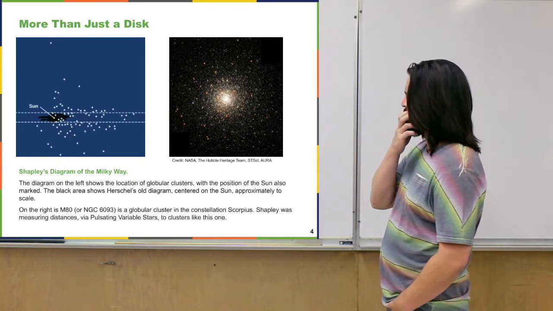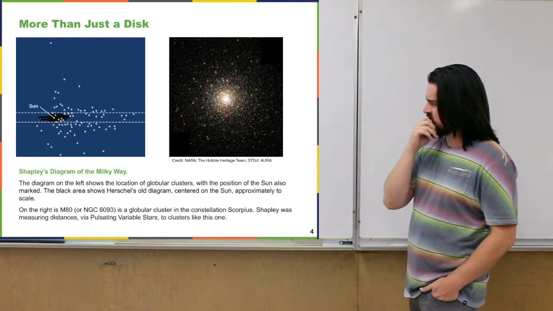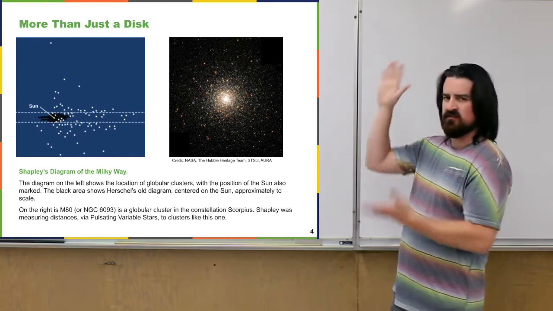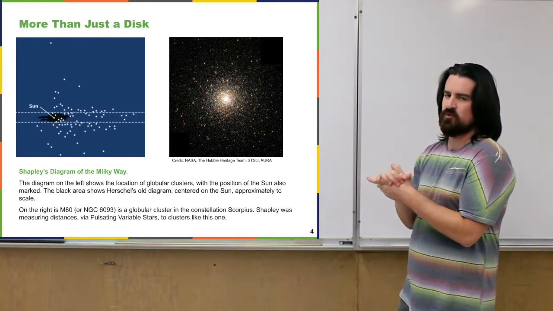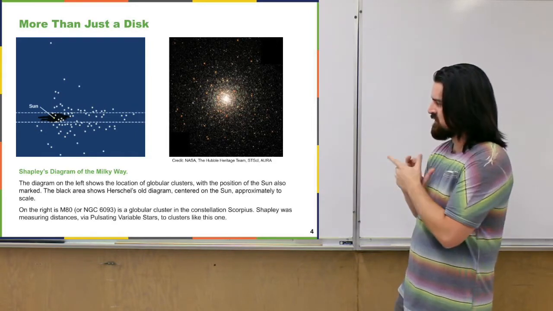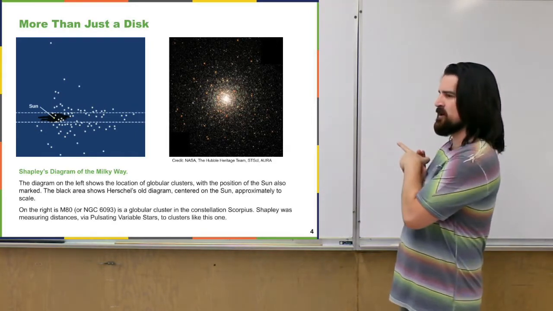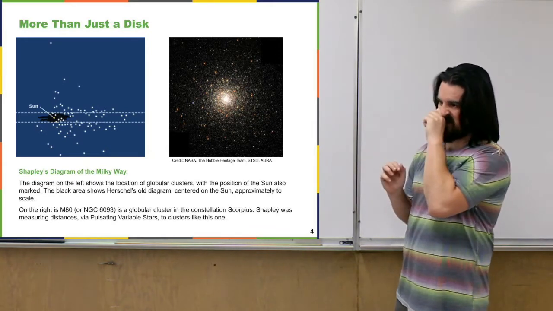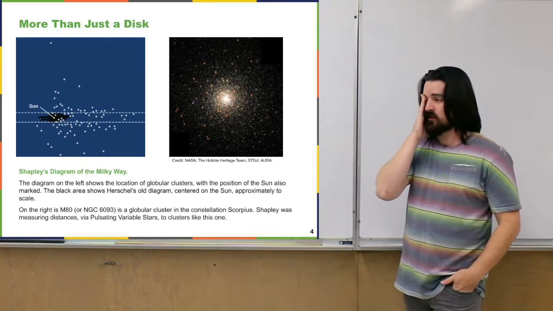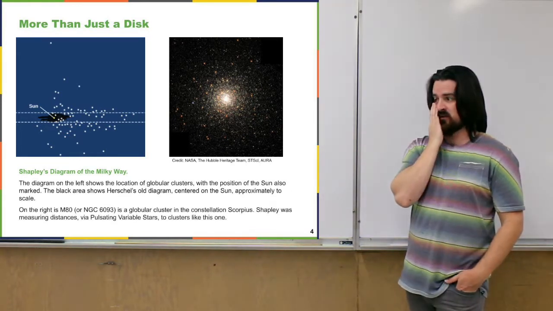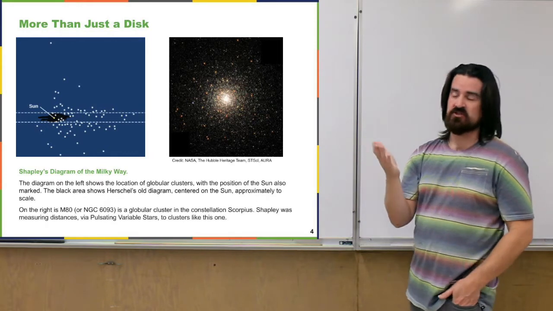A bit later on, this other astronomer, Shapley, sort of expanded our view, our map of where stuff was around us. And partly what he was doing was trying to map out the locations of globular clusters. So we talked about globular clusters a little while ago when we were thinking of the age of stars and the lifetime of stars in general.